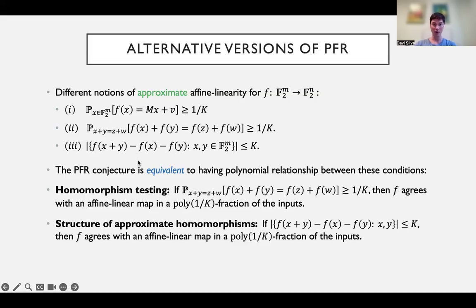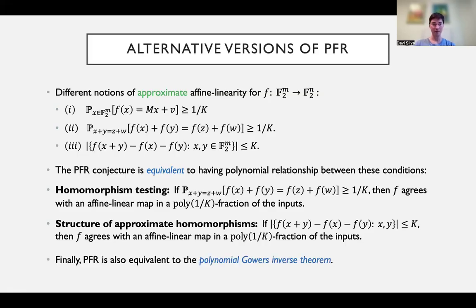And the other one says that if this difference set has size at most k, then f agrees with an affine linear map in a poly 1 over k fraction of the inputs. So equating this approximate condition 3 and approximate condition 1 is also equivalent to the PFR conjecture. So there are several different ways of stating the PFR conjecture. And finally, PFR is also equivalent to the polynomial Gowers inverse theorem, which is perhaps one of the main reasons for why it's so important, because this polynomial Gowers inverse theorem was a holy grail for additive combinatorics.